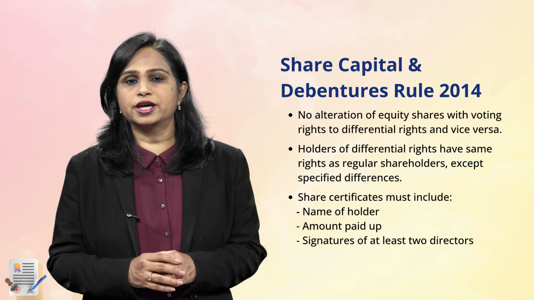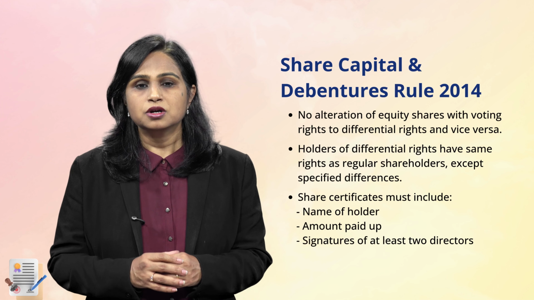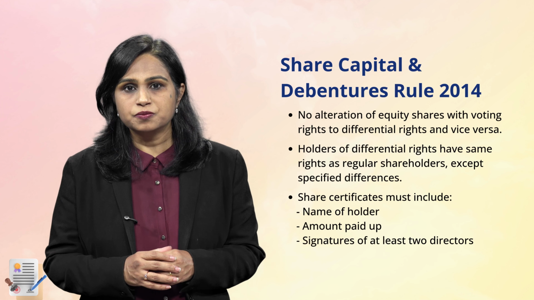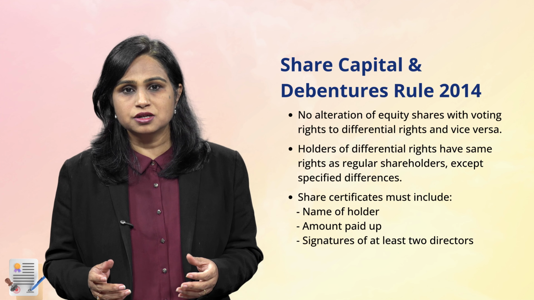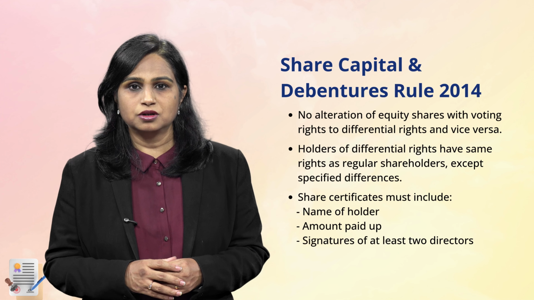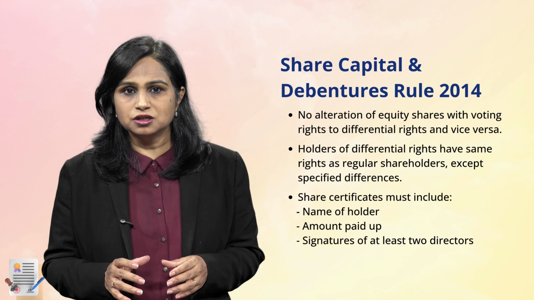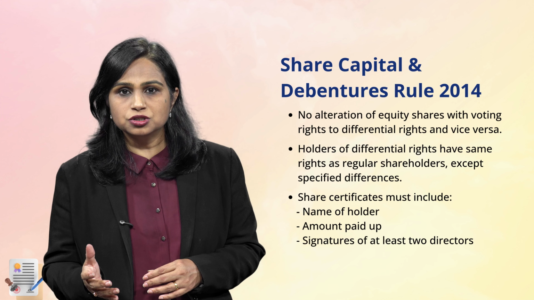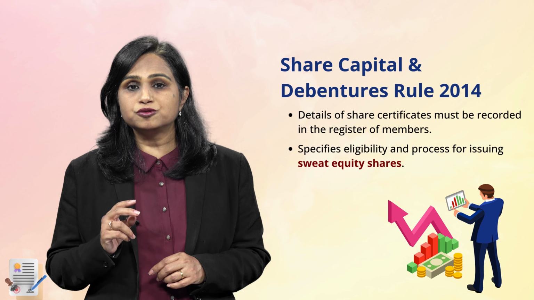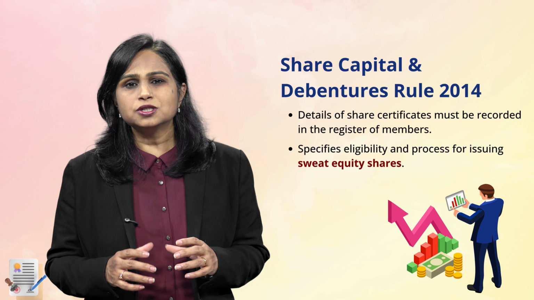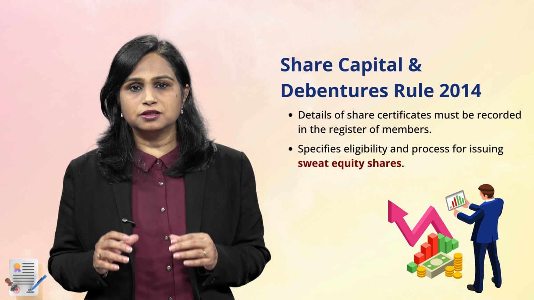The holders of equity shares with differential rights shall have all other rights which are granted to equity shareholders, subject to the specific differential rights attached to such shares. Moving further, this rule also specifies the issuing of certificates of shares. This rule of SEBI states that every certificate of share should have the name of the person in whose favor the certificate is issued and the amount paid up. Every share certificate should have the signature of a minimum of 2 directors of the company. The particulars related to every share certificate issued should be entered in the register of members maintained by the company.